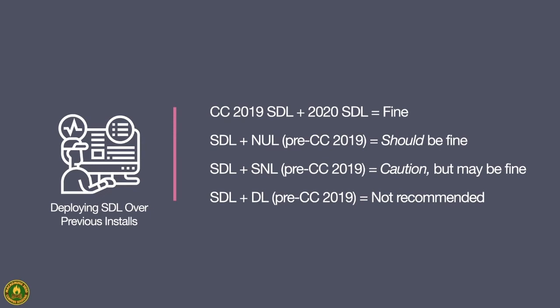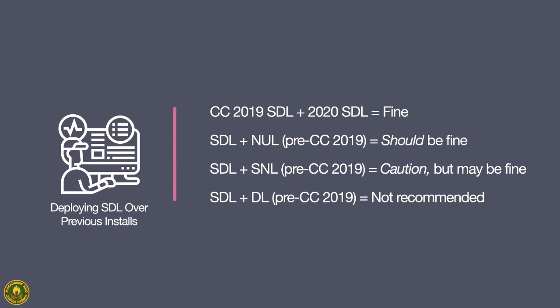Okay, say you didn't want to remove your older apps, how would you go about deploying shared device licensing over the top of your previous installs? If you're deploying newer 2020 versions of the apps over the top of a Creative Cloud 2019 deployment, you should be fine. Those will just work together nicely.